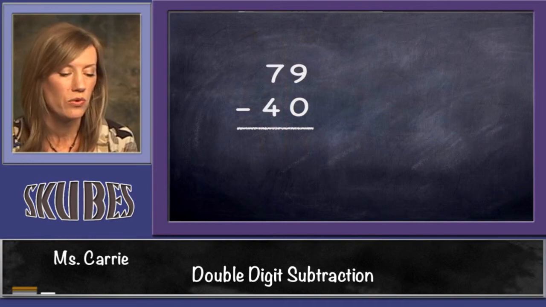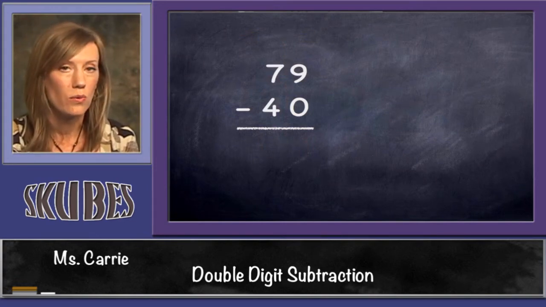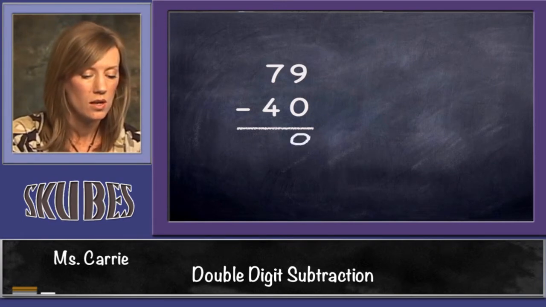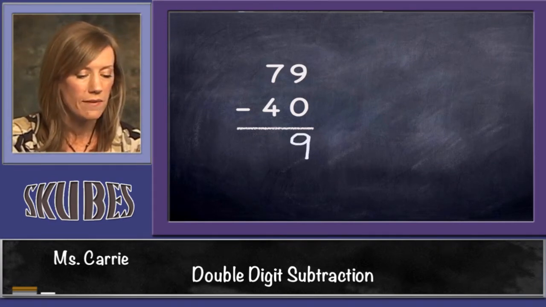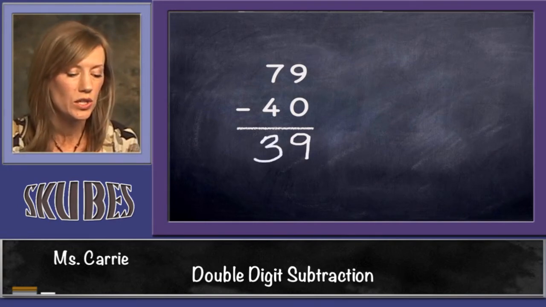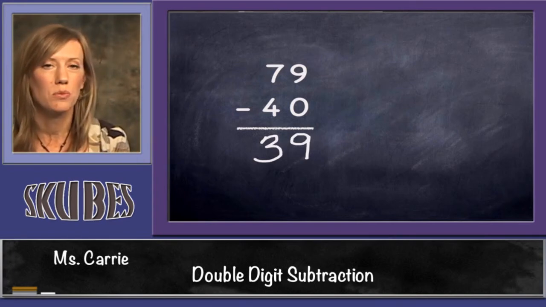Let's look at this last one right here without drawing our line and our tens and our ones. We're going to start on the right side and do 9 minus 0. That's 9. And then 7 minus 4 is 3. Our answer is 39. That concludes our lesson today on double-digit subtraction.